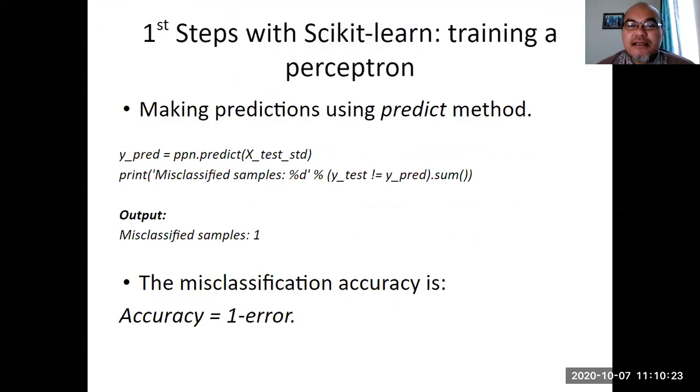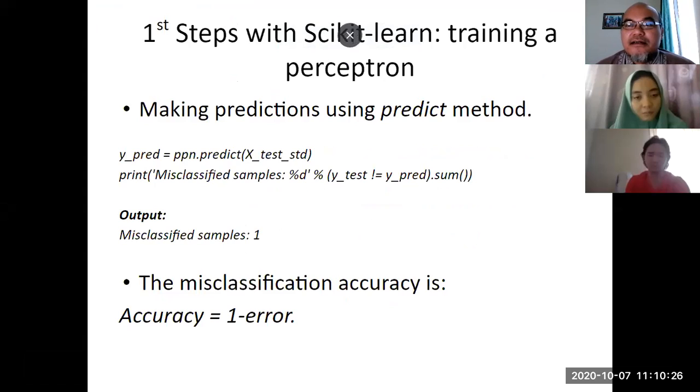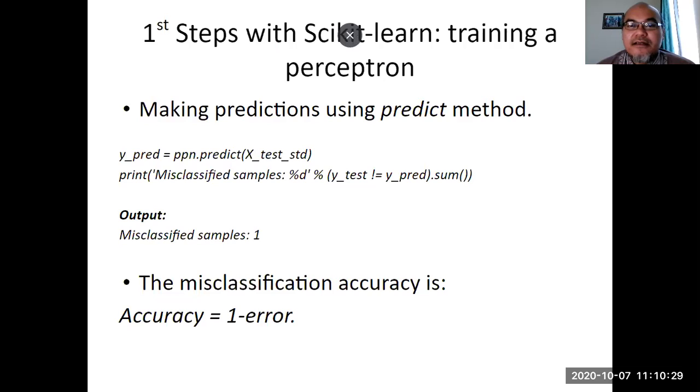Percent inside the parenthesis, y_test not equal to y_pred. This is shown if the test sample is not equal to the predicted data. So the y_test here is the class from the test sample that we already know, that we have classified from the raw data set which we have, the iris data set. The y_pred here is the predicted data set based on the perceptron that we have just trained. Then .sum means that this is the sum of the misclassifications.